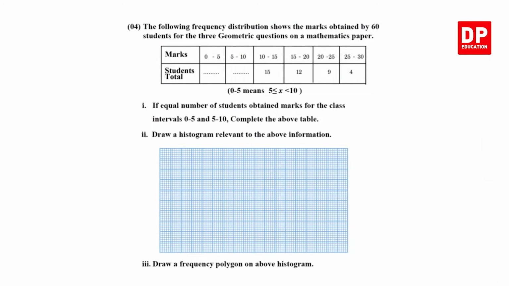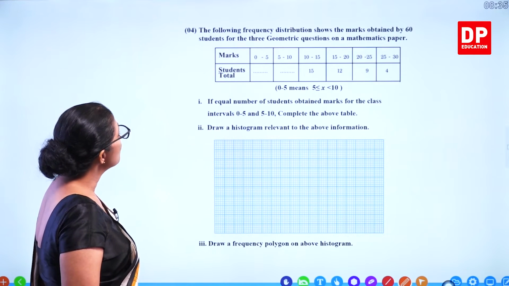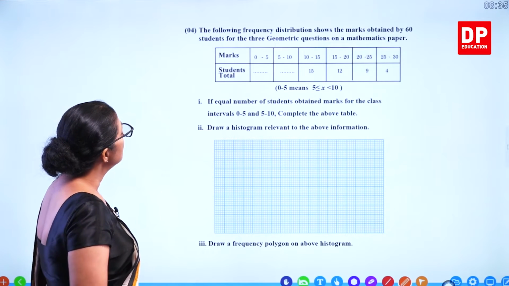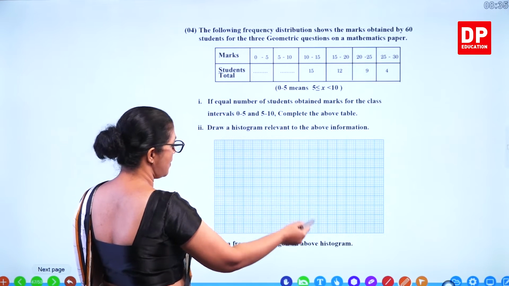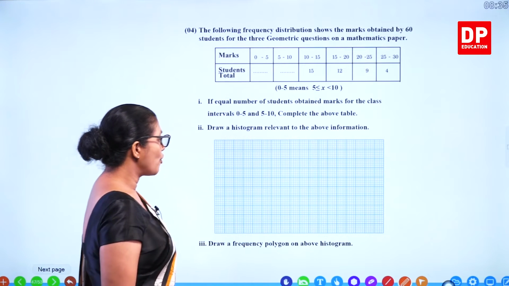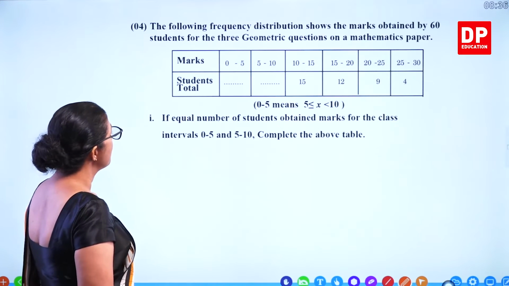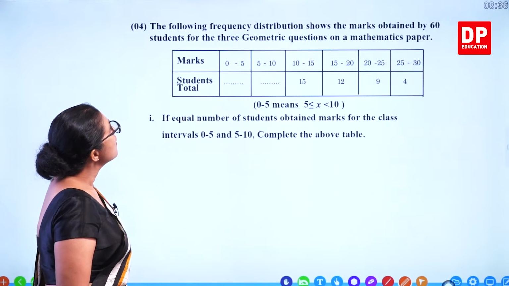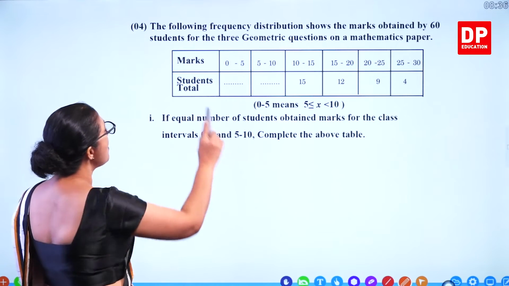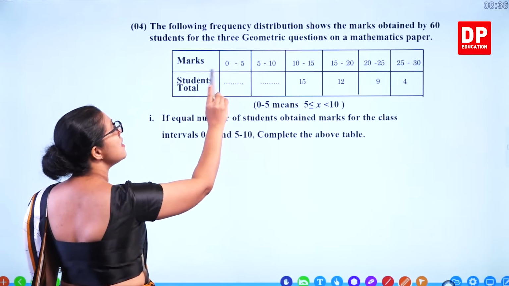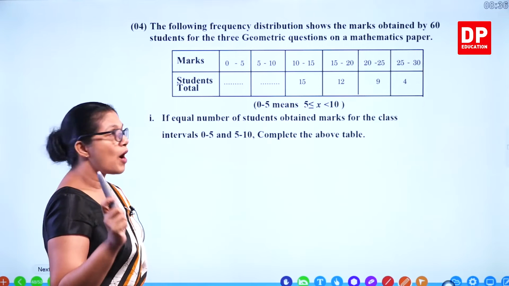Now you can try question number 4. The following frequency distribution shows the marks obtained by 60 students for 3 geometric questions on a mathematics paper. So you have to draw a histogram in the graph and draw a frequency polygon on the above histogram. We'll take the first part, the following frequency distribution. So here marks given. Here what are these? There's no gap. So class boundaries given.